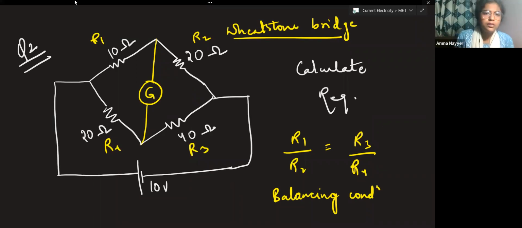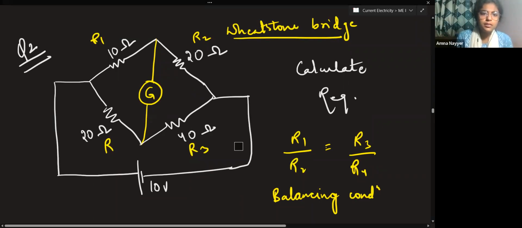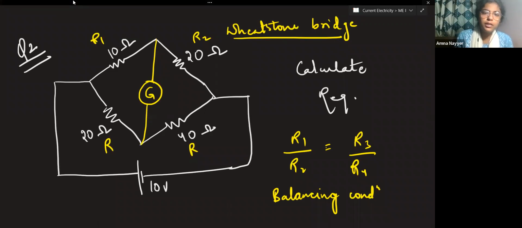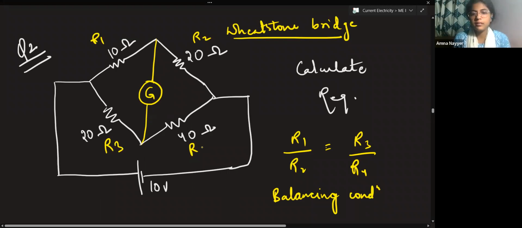And now let's name this as R3 and that is R4. This is R1, R2, R3, R4.